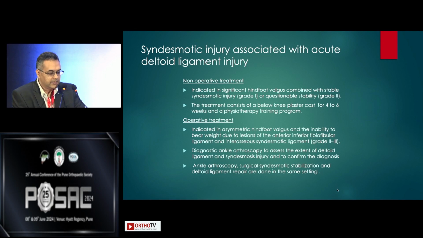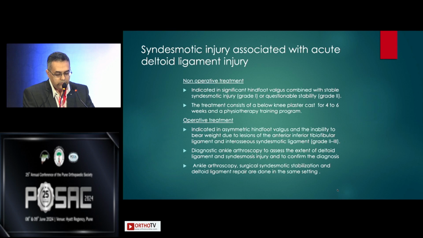Operative treatment is indicated in asymmetric hindfoot valgus and inability to bear weight due to lesions of the anterior inferior tibiofibular ligament and intraosseous syndesmotic ligament, grade 2 and grade 3. Diagnostic ankle arthroscopy can be done to assess the extent of the deltoid ligament and the syndesmotic injury. At the same sitting, surgical syndesmotic stabilization and deltoid ligament repair can be done.